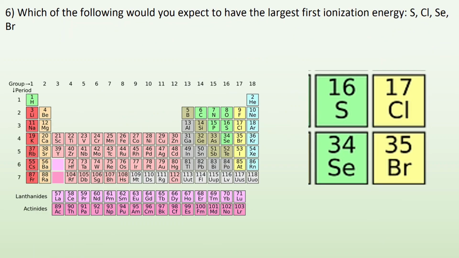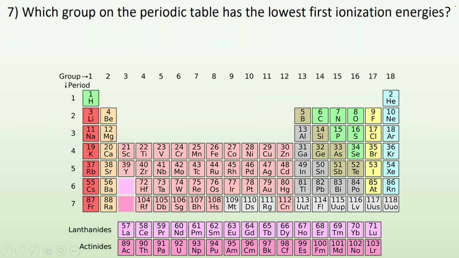6, which of the following would you expect to have the largest first ionization energy? So we're looking at, again, these 4 elements that are kind of grouped together on the periodic table like this. First ionization energy. What is the pattern for that?